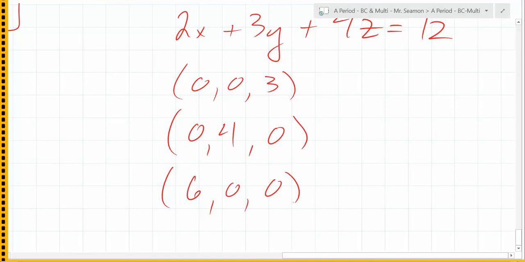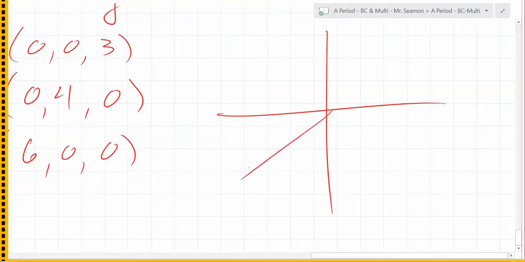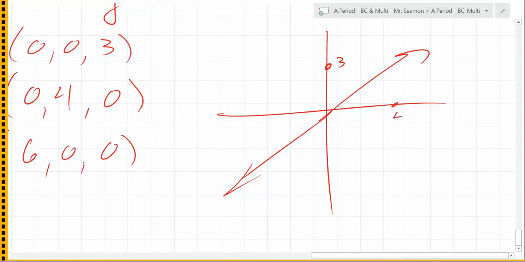How many points do you need to define one plane? Oh, 3. 3 points. Do we have 3 points? Yes. We do. So what can you do? You can plot these 3 points. What do you get? 0, 0, 3. So that's 0, 0, and then 3, right? 0, 4, 0. 4 over here, and then 6. And what do you do with these 3 points? There it is. It extends infinitely in those directions.